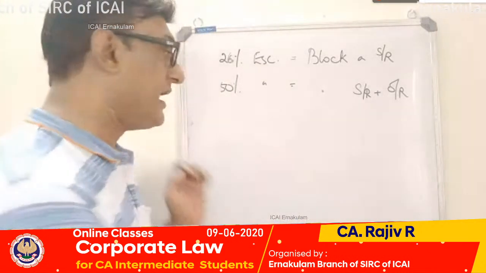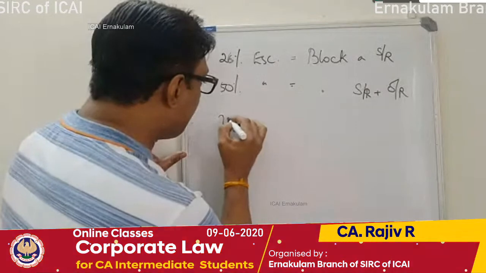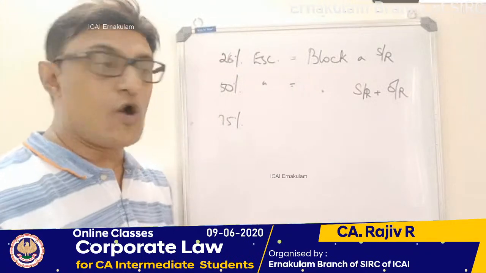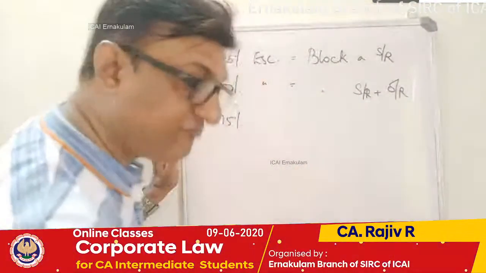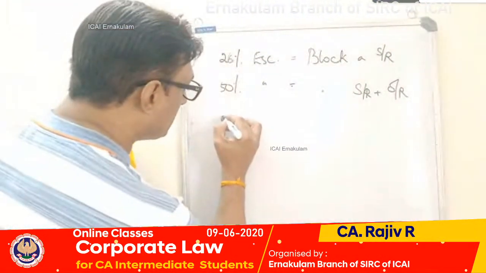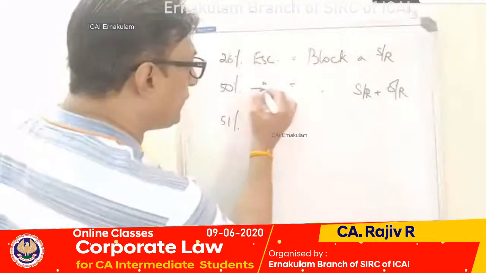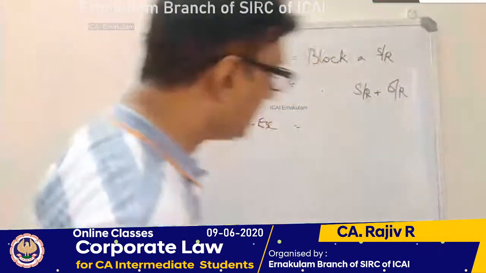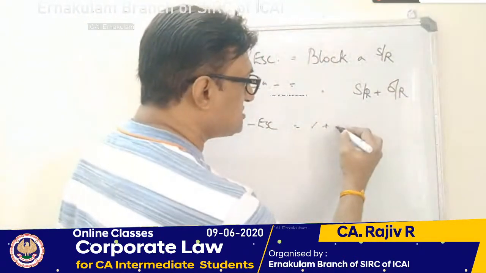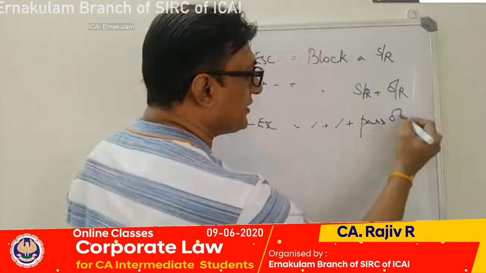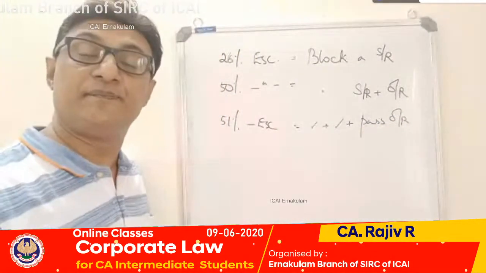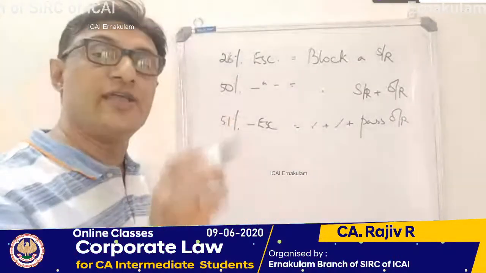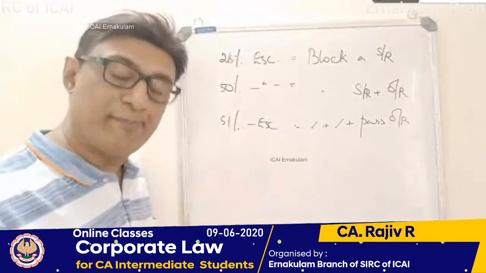Look at one step further. A person holding 75% share capital, or even before that, suppose I take 51%. I just go in the order. One person is holding 51% of the equity share capital. What is the power he has? He has this power, plus he has this power, plus he can pass an ordinary resolution without the help of any other person. He can block a special resolution. He can block an ordinary resolution, or he can pass an ordinary resolution by himself.